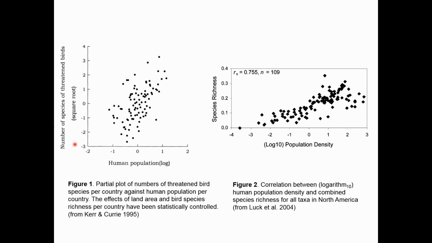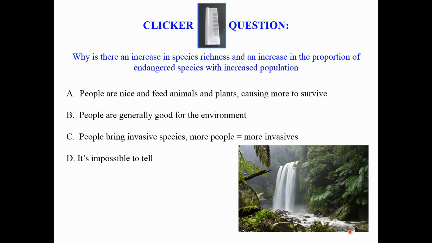Because we have this situation where, as we've shown, as the human population increases, we get an increase in the number of threatened birds. But as human population increases, we also get an increase in species richness. So what's going on? Why is there an increase in species richness and an increase in the proportion of endangered species with increased population? Well, is it A, people are nice and feed animals and plants, causing more to survive?